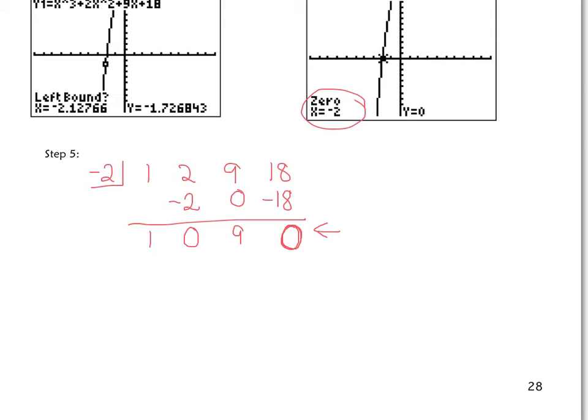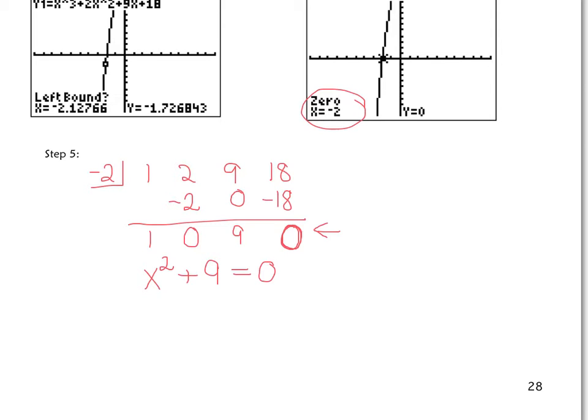So now the second thing I'm going to do here is take these numbers and rewrite this polynomial. And because we started with an x to the third, this becomes x squared. There's 0 x's, and then plus 9. And then whatever that polynomial is, you equal it to 0. Now, you always want to keep doing synthetic substitution until you get down to an x squared.